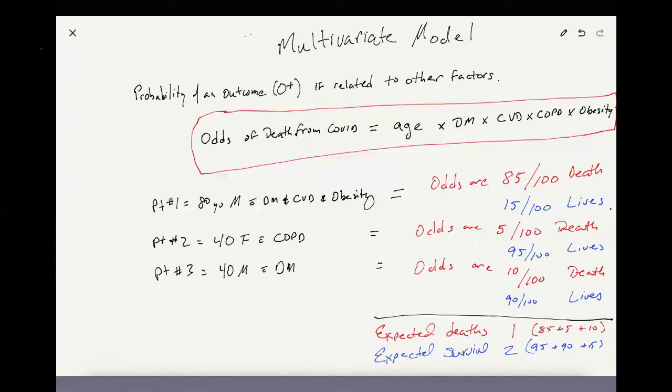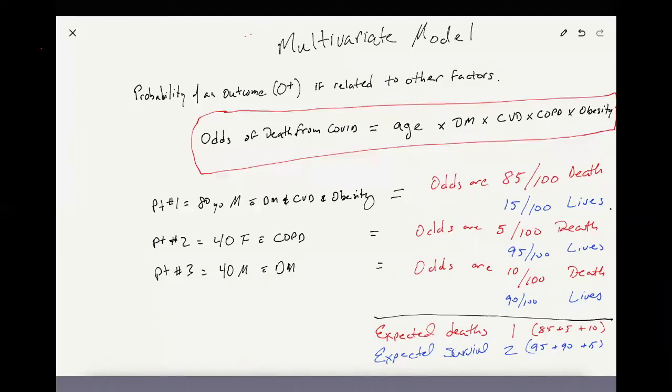And a good model predicts that. That's what you hold on to. So for the probability of an outcome, if related to other factors, that's what we're going to create here. That's a formula. So the odds of death from COVID can be related to age, diabetes, cardiovascular disease, COPD, and obesity. And some people are going to have some of those features and some won't. So we're going to give you an example here.